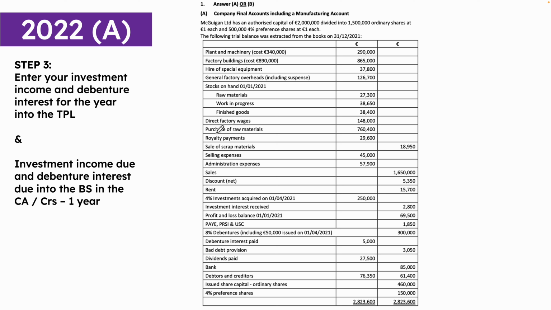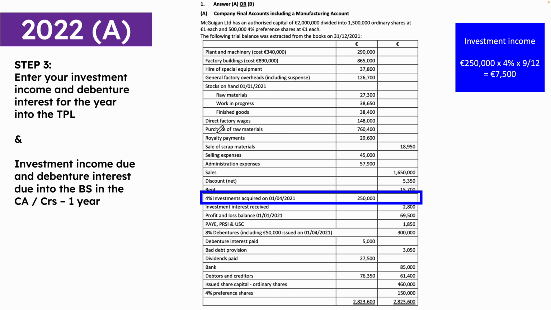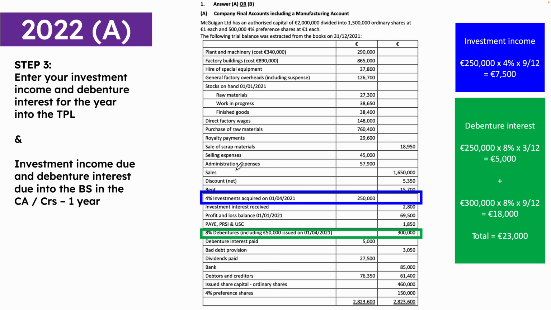Okay, so looking at the trial balance then, we will take a look for our investments and we'll take a look for our debentures. So our investments here, 4% investments acquired on the 1st of the 4th. So we had them for the 4th, 5th, 6th, 7th, 8th, 9th, 10th, 11th, 12th. So that is 9 months. Okay, so it's important to note the date that is here. So the 1st of the 4th. So they had it for all of the 4th month. So 9 over 12 months.